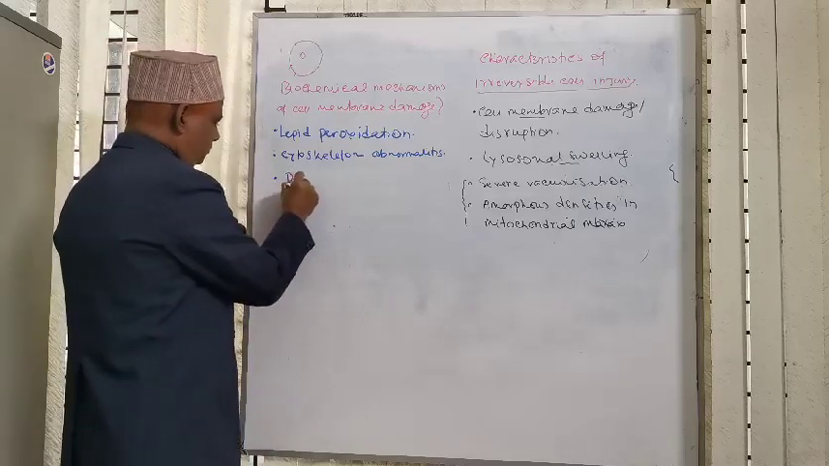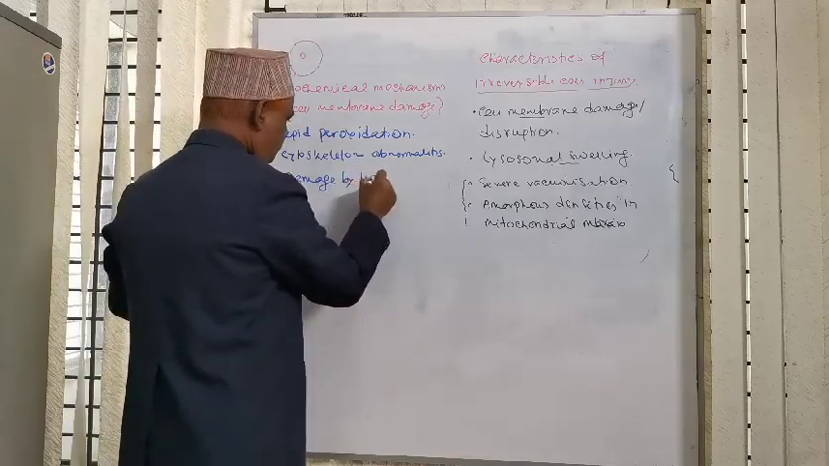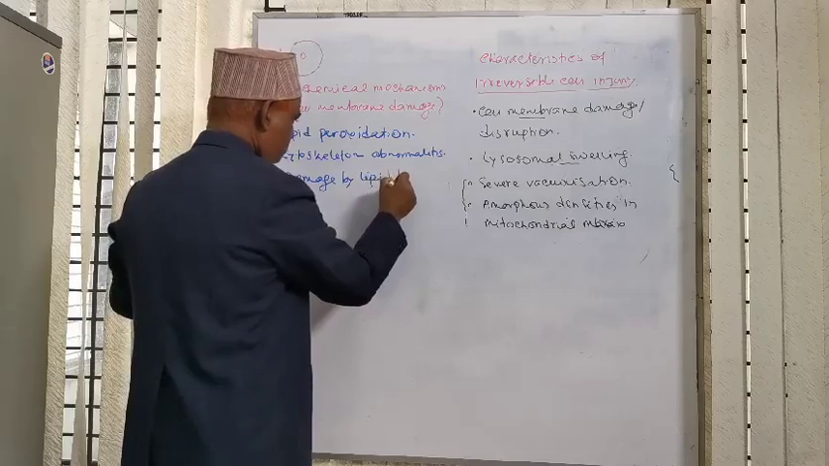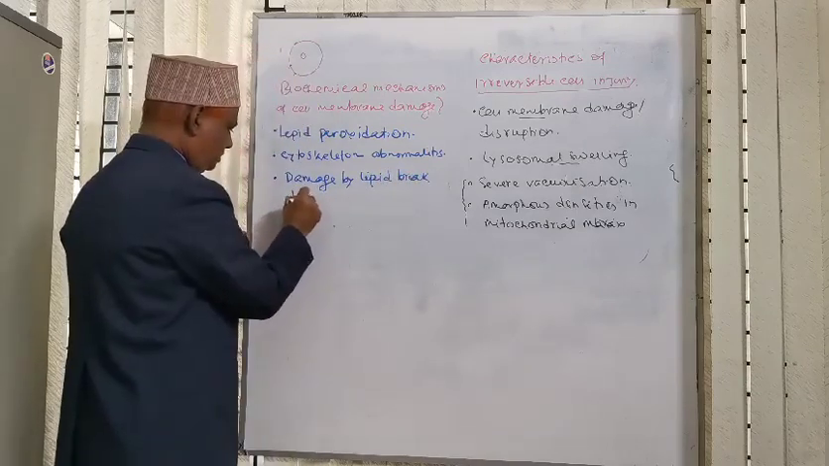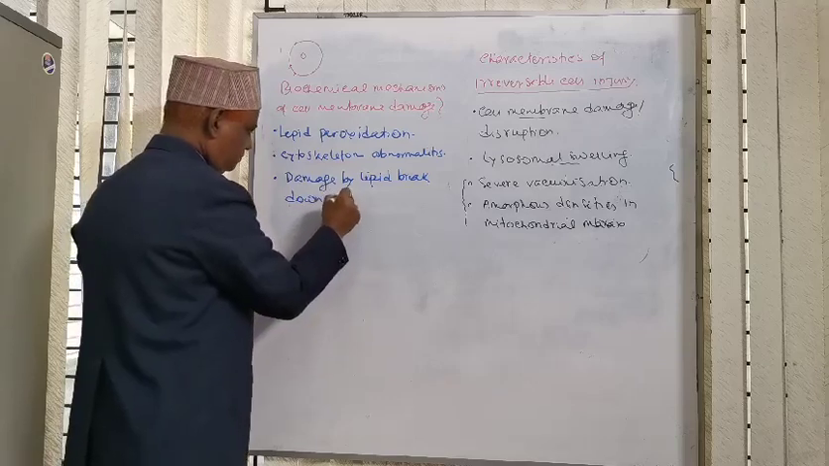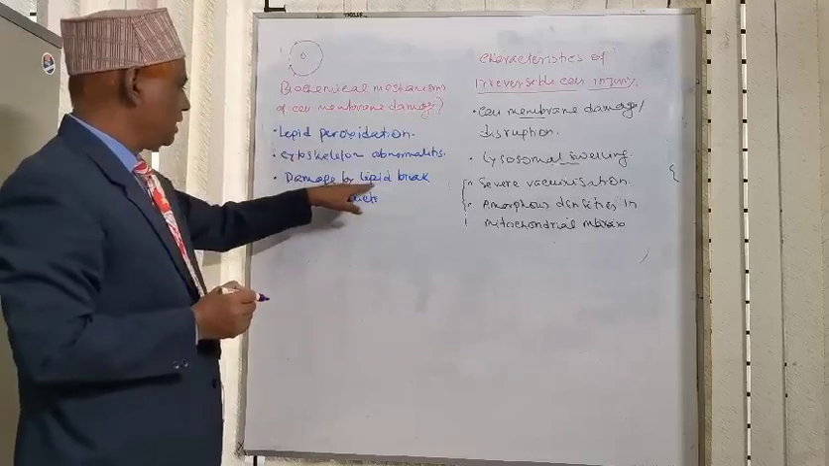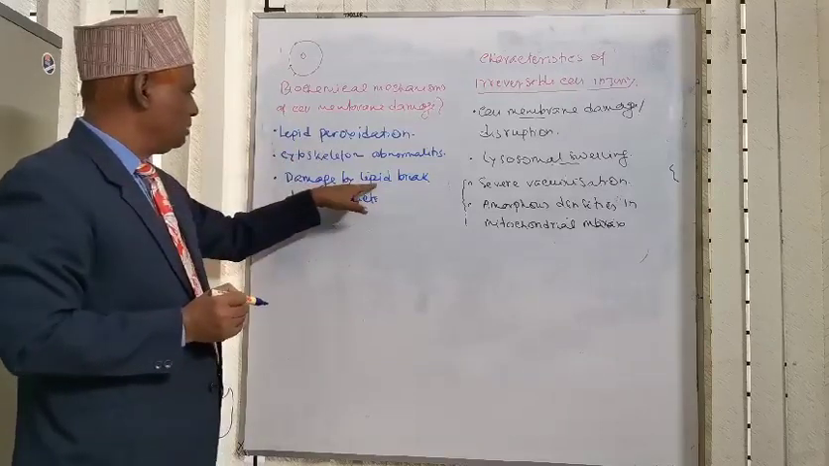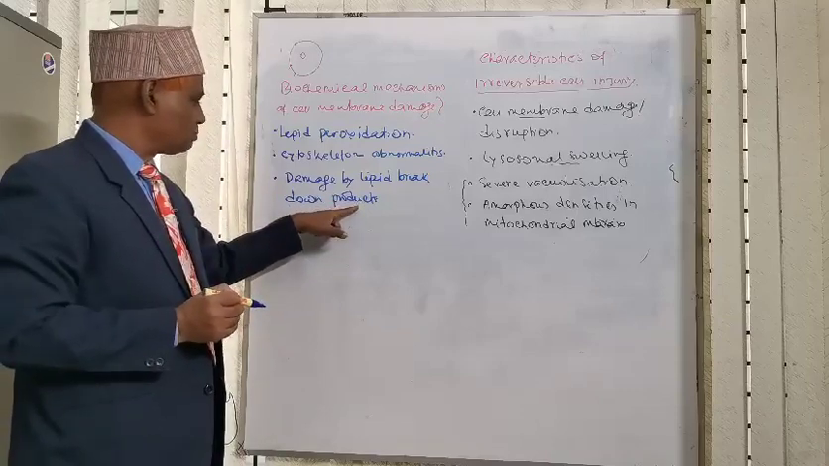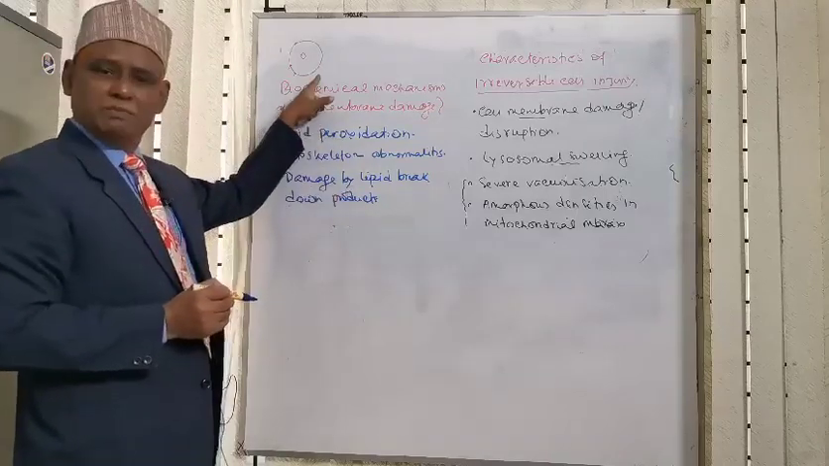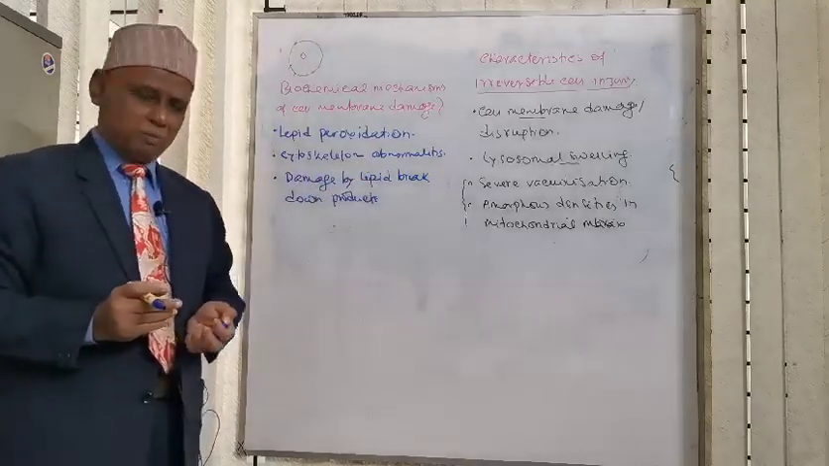Damage by lipid breakdown products. You know, during lipid peroxidation, lipid undergoes breakdown, and during lipid breakdown, certain products are released. These products are very much injurious to the membrane. So, damage of the cell membrane by lipid breakdown products.